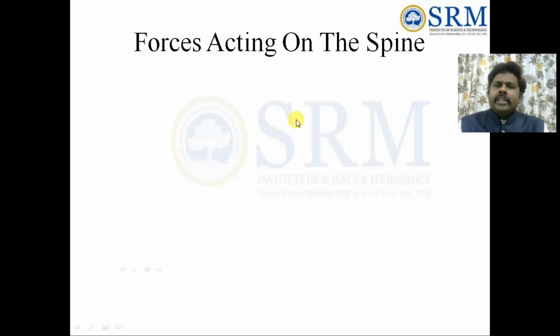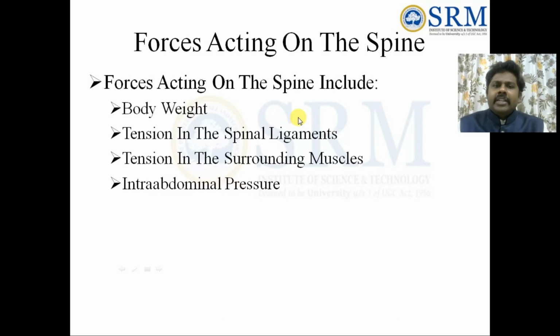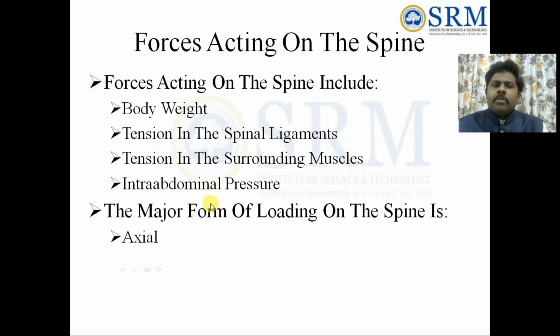Now the important thing is the forces acting on the spine. We just studied the different types of force and moment which act on the spine. Forces acting on the spine include the entire body weight. For example, for the cervical spine, the head alone it carries, so head weight alone will be there. And after that, the tension on the ligaments, which I will show you in the upcoming slides, and tension on the surrounding muscles, and intra-abdominal pressure. These are the major forces acting on the spine.